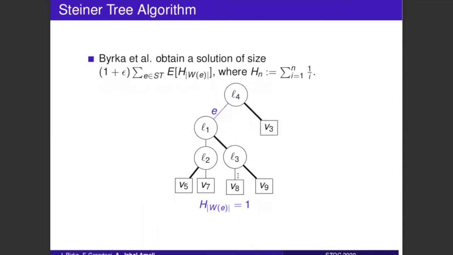Then they show that they can obtain a solution of size sum over the edges E of the expected value of h of size of W_E, where h of n is the harmonic number, or basically the sum over the series 1 over i.